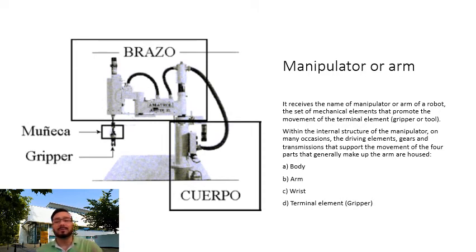Within the internal structure of the manipulator, on many occasions, the driving elements, gears, and transmission that support the movement of the four parts that generally make up the arm are housed. One part is the body, then the arm, the wrist, and the terminal element or gripper. Remember, the four rigid elements of the arm are related to each other by means of joints, which can be rotatable when the allowed movement is rotational.